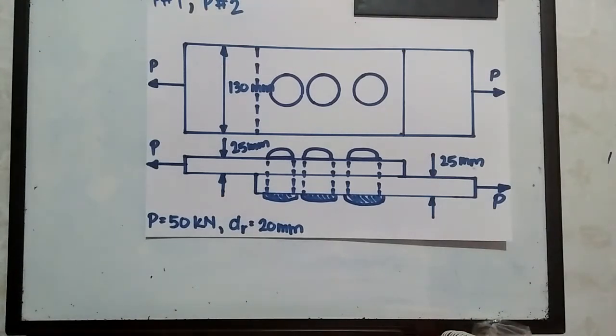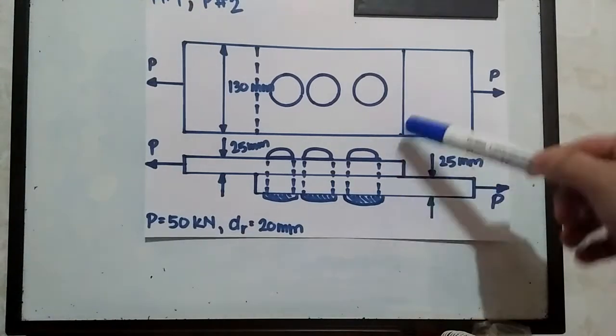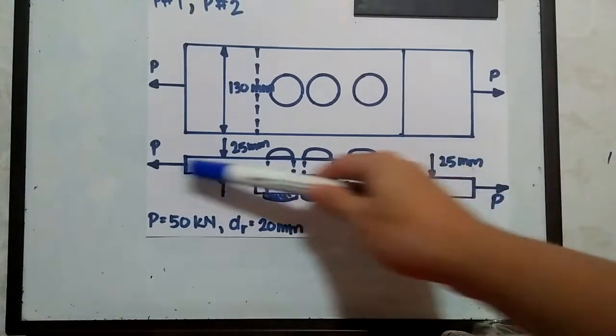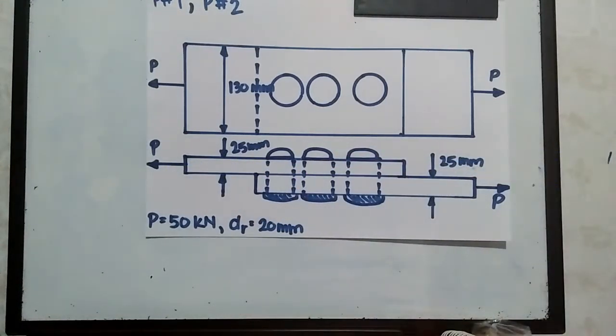For this problem, we have two metal plates that are stacked on each other. This is the top view of the plate, and this one is the side view. Then there are three rivets that fix the connection between the top and the bottom plates. The problem wants us to solve the corresponding shear and bearing stress, and of course the average tensile stress for each plate, the upper and the bottom ones.